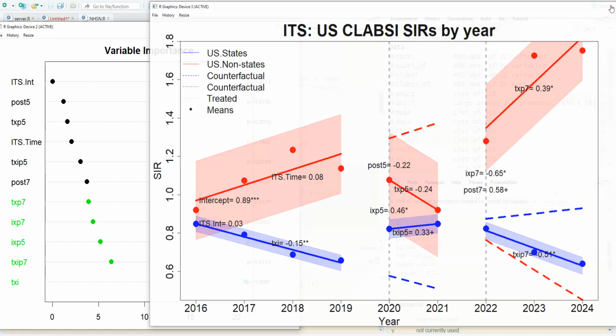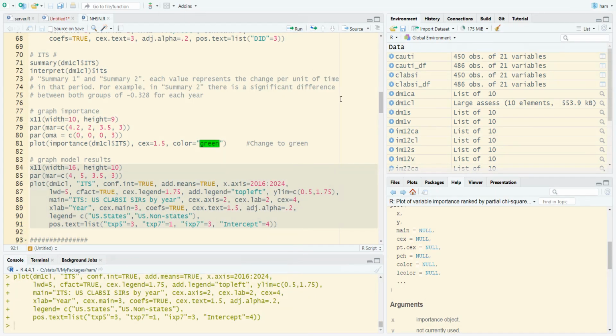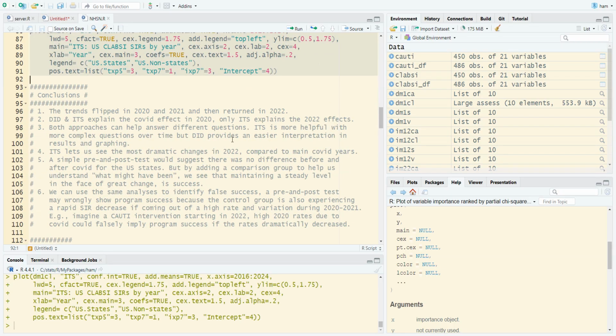Okay, so now we've completed those. We're going to read through our conclusions. The trends flipped in 2020 and 2021 and then returned in 2022. DID and ITS explain the COVID effect in 2020. Only ITS explains the 2022 effects. Both approaches can help answer different questions. ITS is more helpful with more complex questions over time, but DID provides an easier interpretation in results and graphing. Number 4, ITS lets us see the most dramatic changes in 2022 compared to the main COVID years.